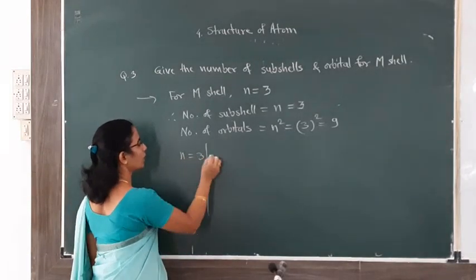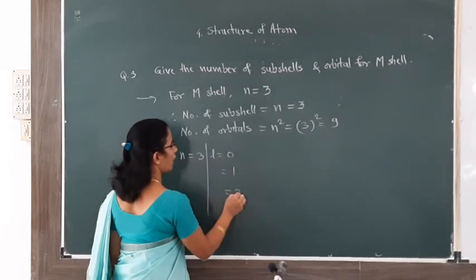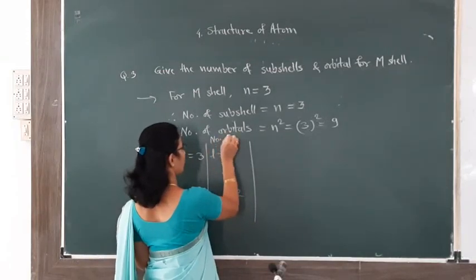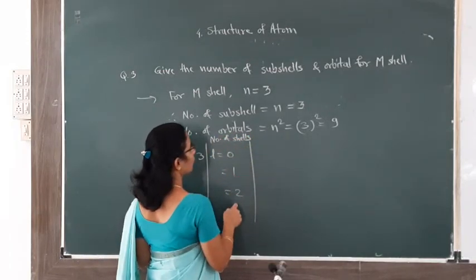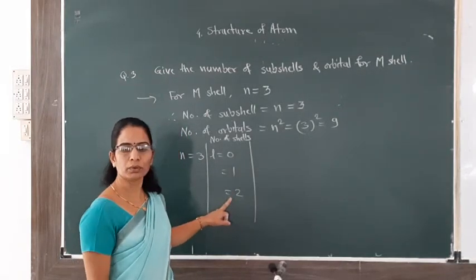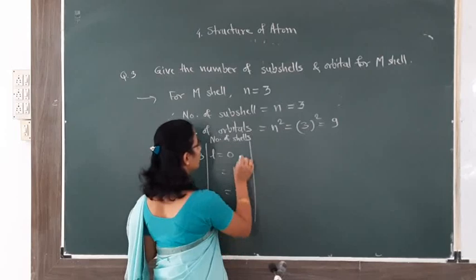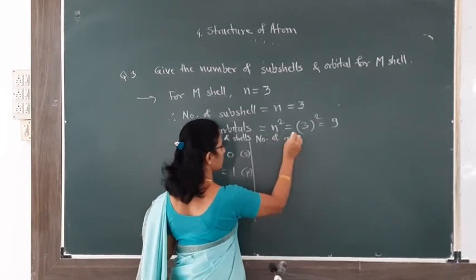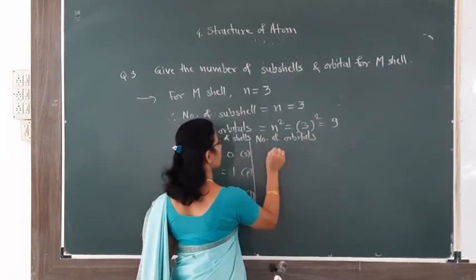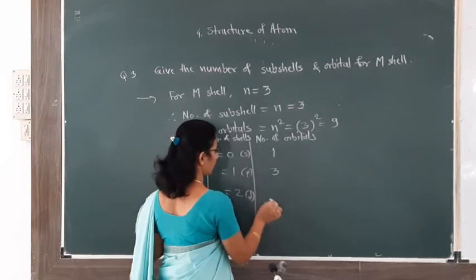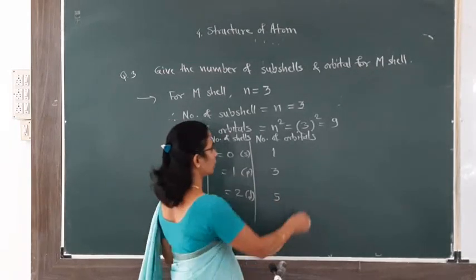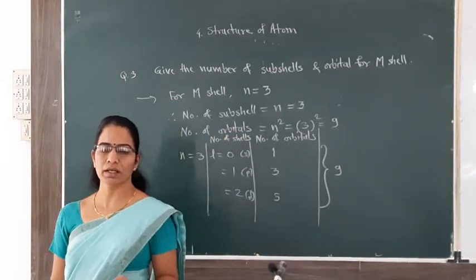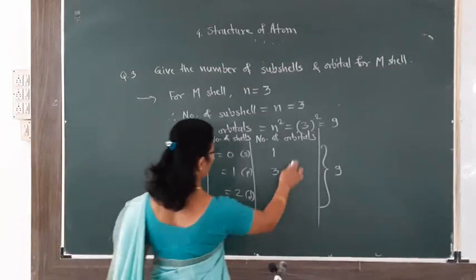n is equal to 3, so l is equal to 0, 1 and 2. Therefore, the total number of subshells will be equal to 3. They are named as s, p and d, and for the number of orbitals, we know that in the s subshell only one orbital is present, in p there are 3 and in d there are 5. So the total number of orbitals will be equal to 9. In this manner also you can write the total number of orbitals.